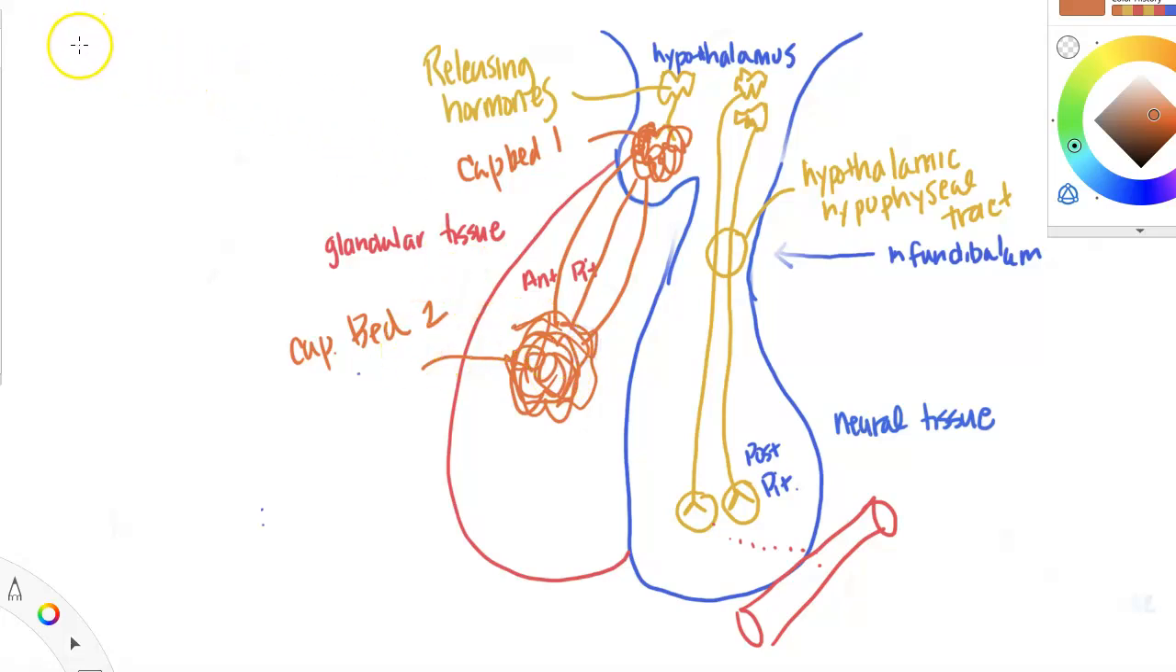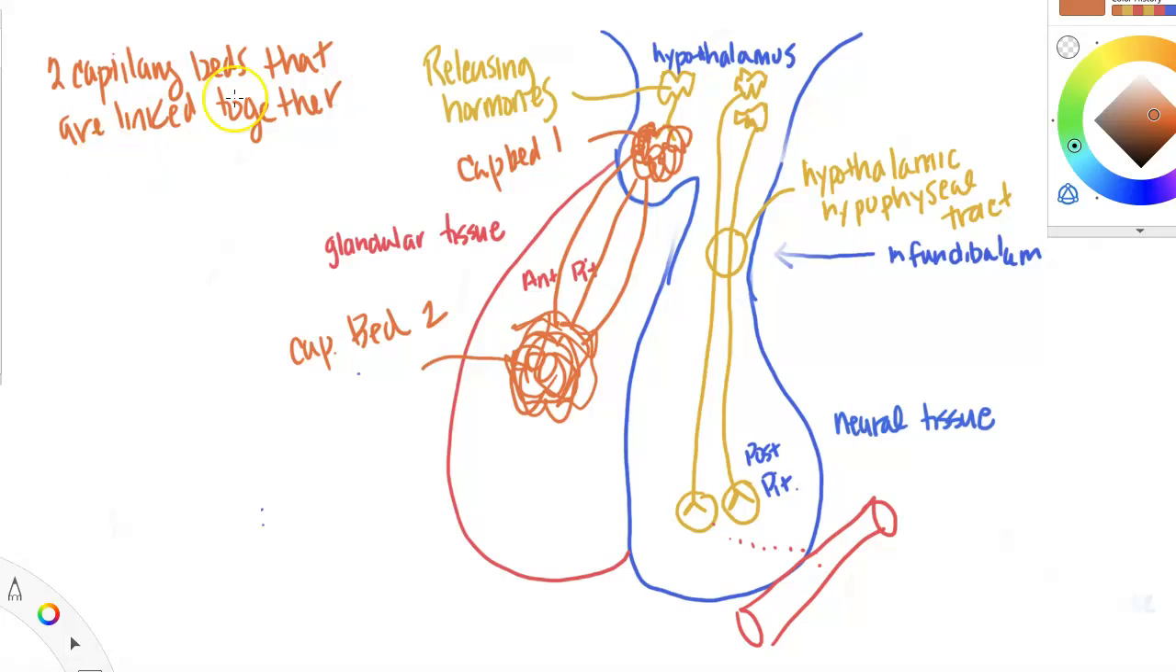Two capillary beds that are linked together is called a portal system. And this here is called the hypophyseal portal system.